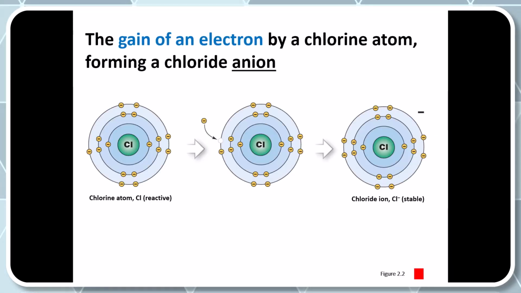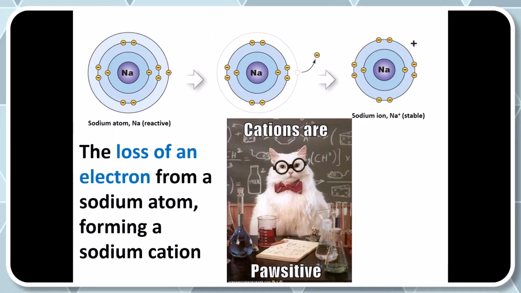So this is just a picture of a chlorine atom gaining an electron and becoming a chloride ion. Again, when you take chemistry, you'll go over more details on how we name these sorts of things. Chlorine atom gaining an electron and becoming the negative chloride ion. And this next one, we've got sodium atom losing an electron and becoming a sodium ion, which is a cation.